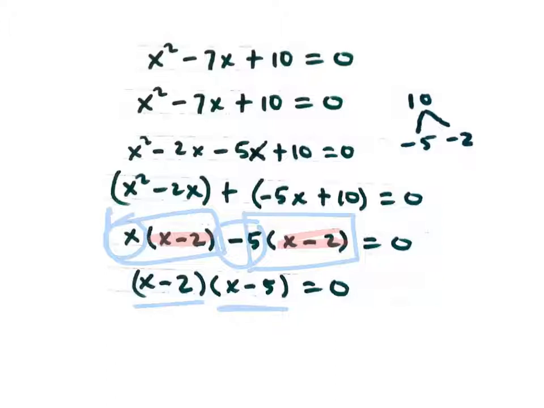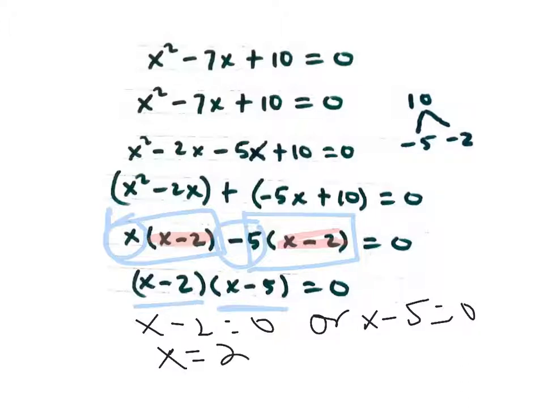Well, we've factored the left side. What is left for us to do is to set each of these linear factors to 0. So x minus 2 equals 0, or x minus 5 equals 0. So in that case, x equals 2. Sorry, I can't write very well. x equals 2 or x equals 5. So our final answer is 2 and 5.